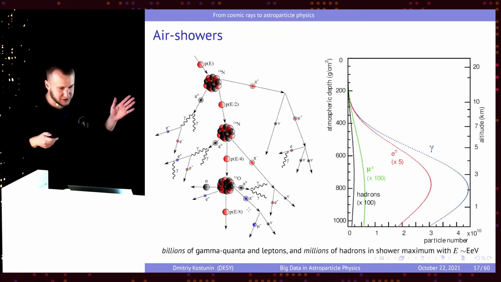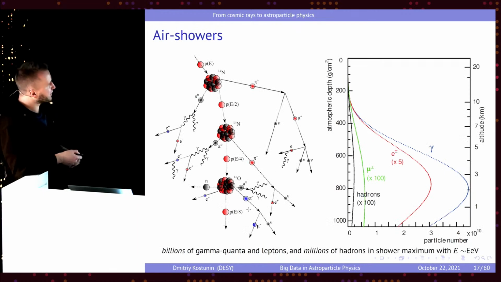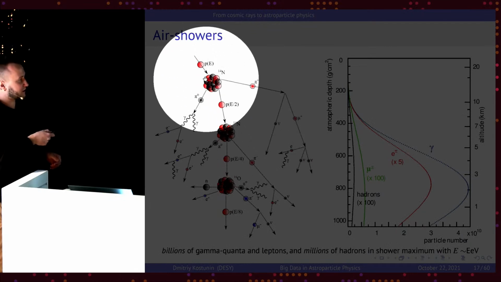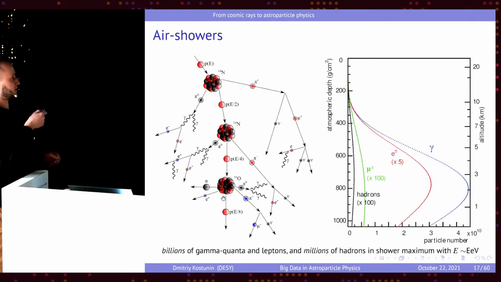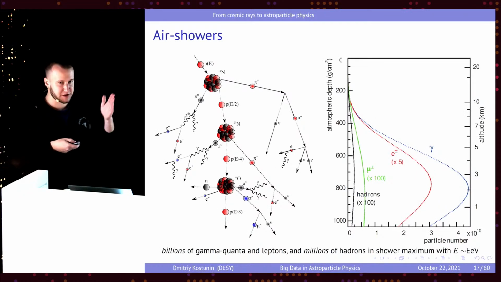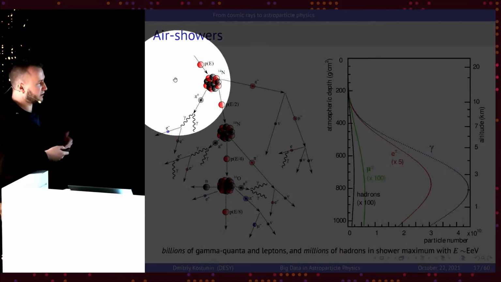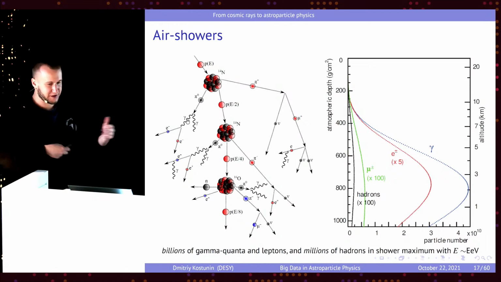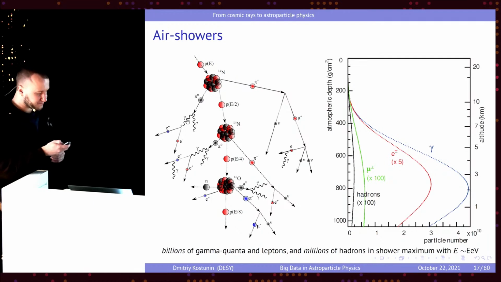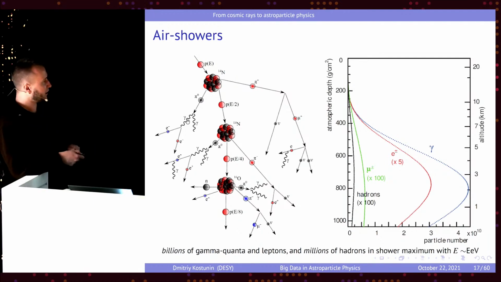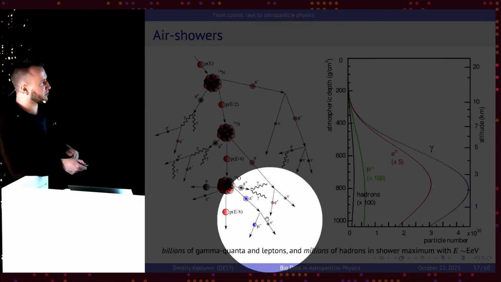So this is what they measure. We have an initial particle, for example a proton, which collides with the nuclei of the atmosphere, and it loses about half of its energy after each collision. You can imagine if you have an energy of, let's say, 10 to the 20 electron volts, it's about a billion times higher than at the Large Hadron Collider. So you can imagine how many particles you can produce. We can calculate them, we can simulate them.